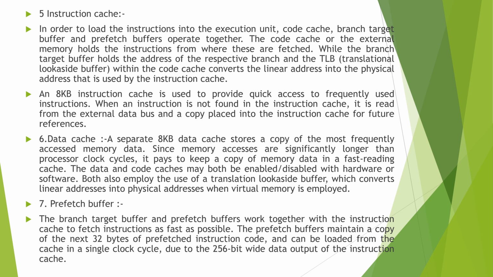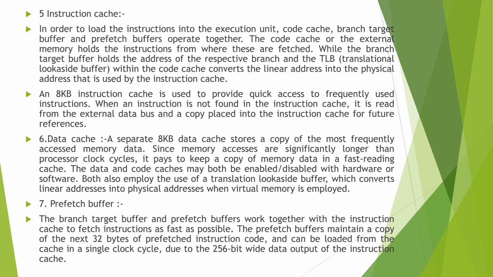Now we will see the functioning of the instruction cache. Two separate caches are provided. One is an instruction cache and the other is a data cache. Both are 8 KB in size. In order to load the instructions into the execution unit, the code cache, branch target buffer and prefetch buffer operate together, working hand in hand.